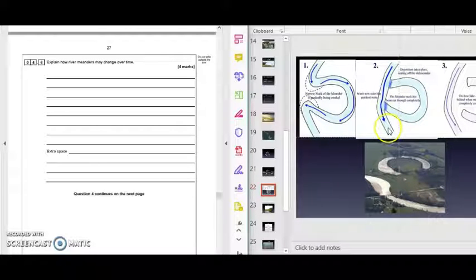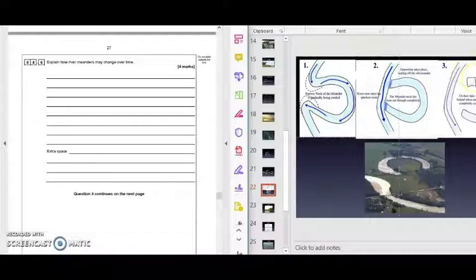It's going to try and find its fastest route. Then, as we can see from diagram number 2, the outside of the bend has now changed to this side, and then on the inside, here and here, material will be deposited. Over time, this deposition will build up and it'll actually block water from going into this section.